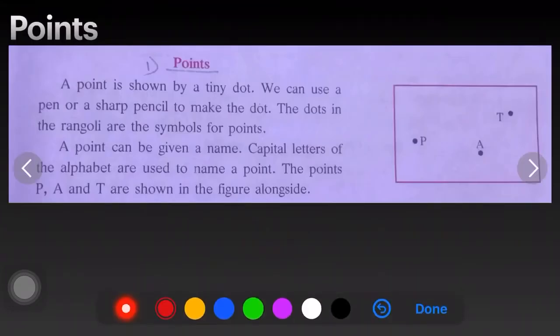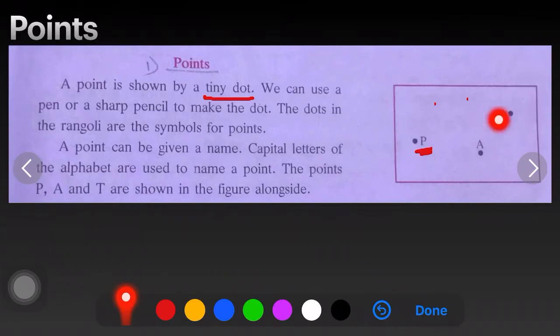Students, the first basic concept which we are going to learn today is about points. Now, what are points? A point is nothing but a tiny dot. We can use a pen or a sharp pencil to make the dot. As you can see in the image, there are 3 dots. Okay, these dots are given a specific name by using the capital letters of the alphabet. These points are called point A, point P, and point T.